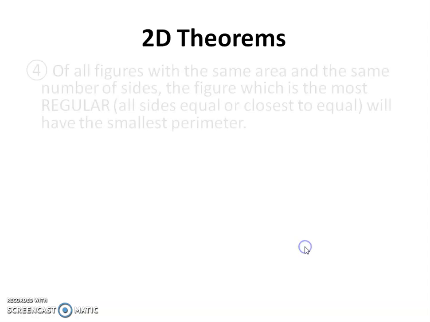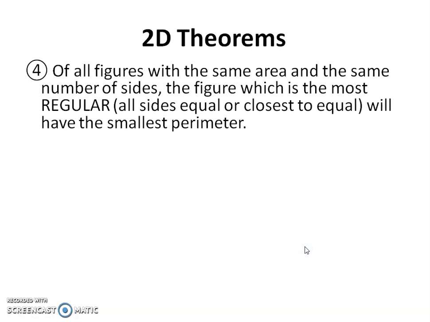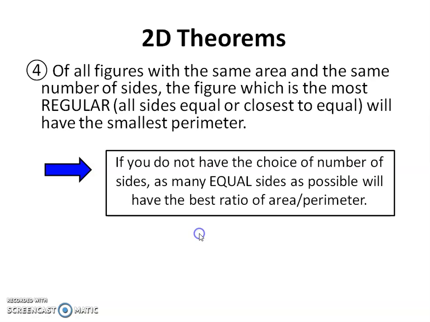And finally, the final theorem, also the same idea we had seen, but backwards. If you had a bunch of figures with the same area and the same number of sides, the most regular one will have the smallest perimeter, because smallest perimeter means best shape. So if you can choose, you'd want the most regular one possible.